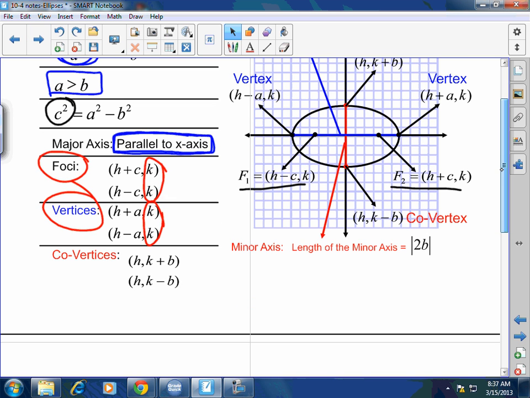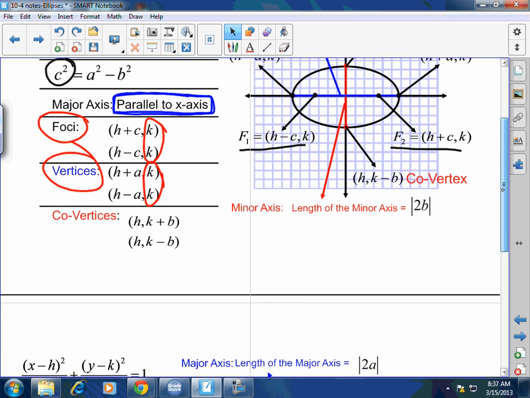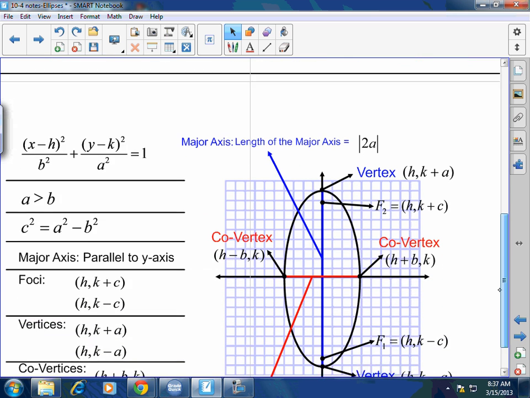Trust me, this looks crazy. It's not that bad, I promise. You'll see when we do examples.